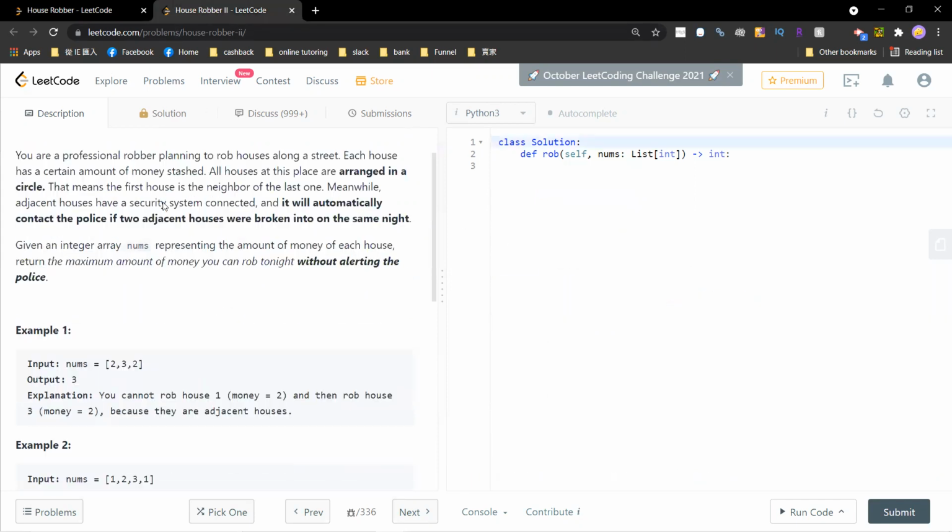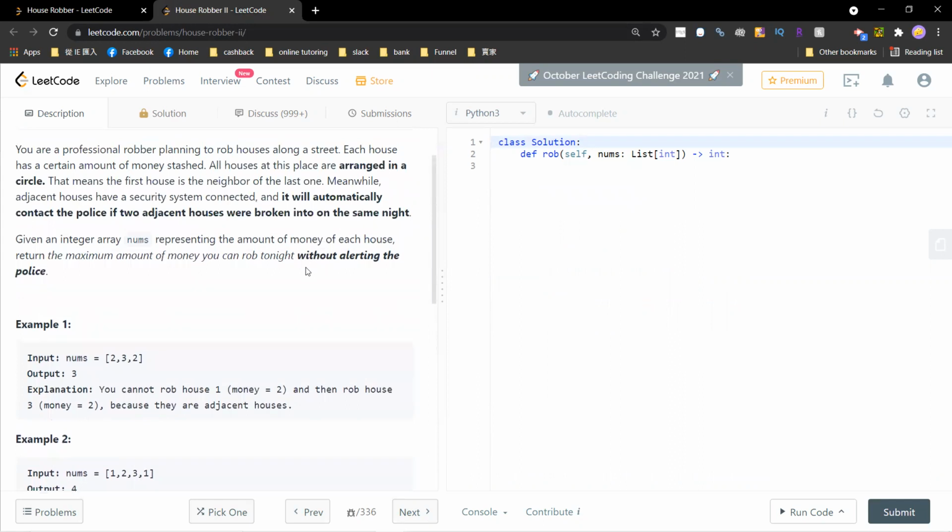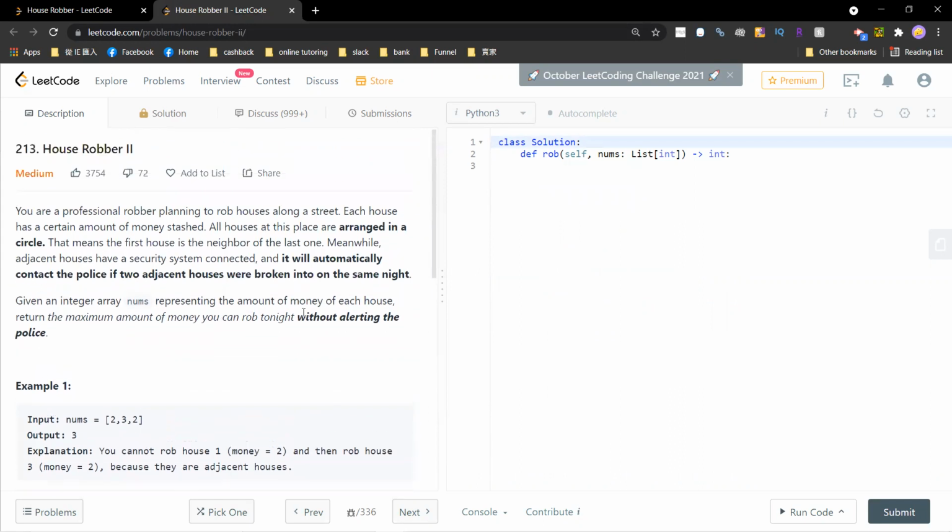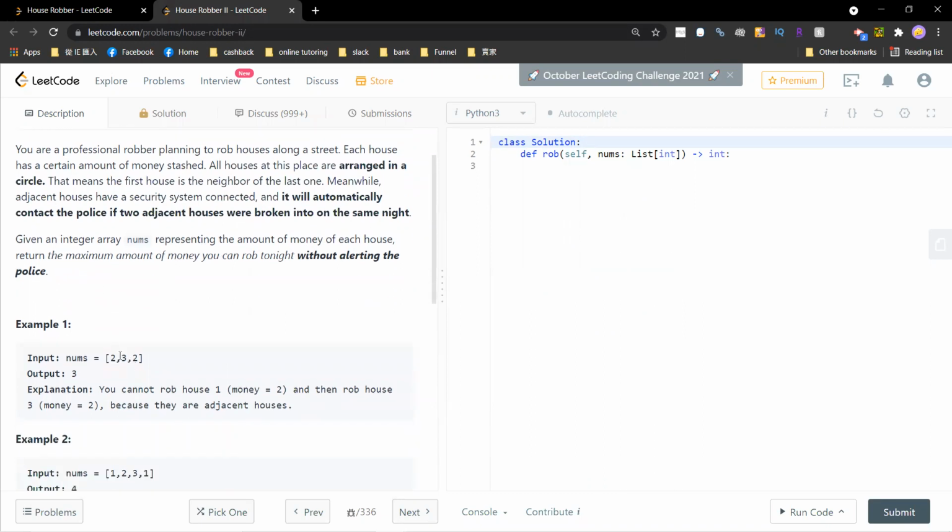For this one, the difference is that now it is circular. So in the previous one, we could take both of these two, but in this question, we cannot. We can only take one of them. Let's write down some marginal cases. One marginal case is that if the length of nums is 3, I should return the maximum.